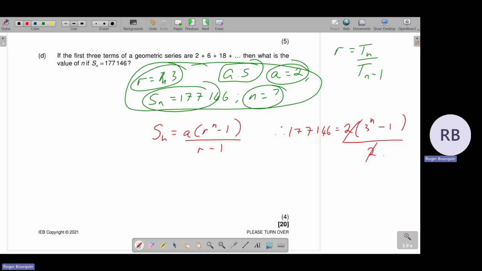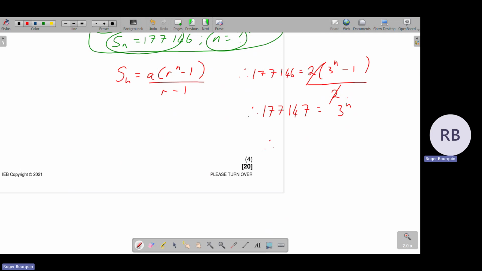So, well, the 2's will cancel, right? So I end up with 177146. Okay, I'm going to add 1, so it's going to become 177147. I'm going to move that 1 across. Is equal to 3 to the n, right? Okay. How do I solve for an exponential equation? Write it as logs, right? Okay. So how do I write this as logs?